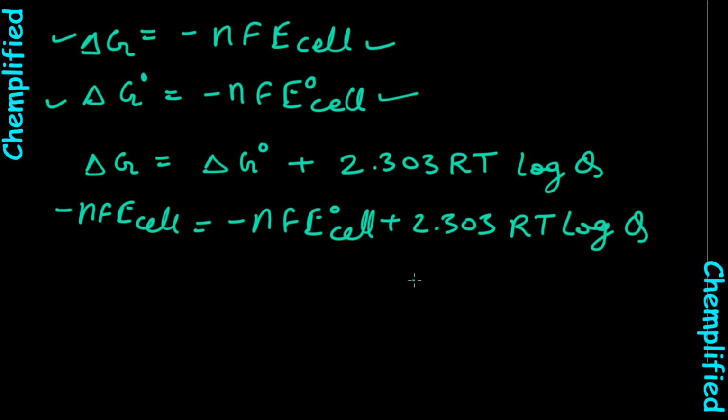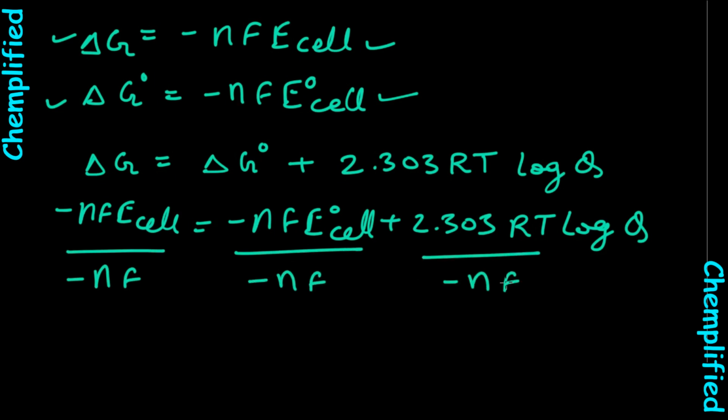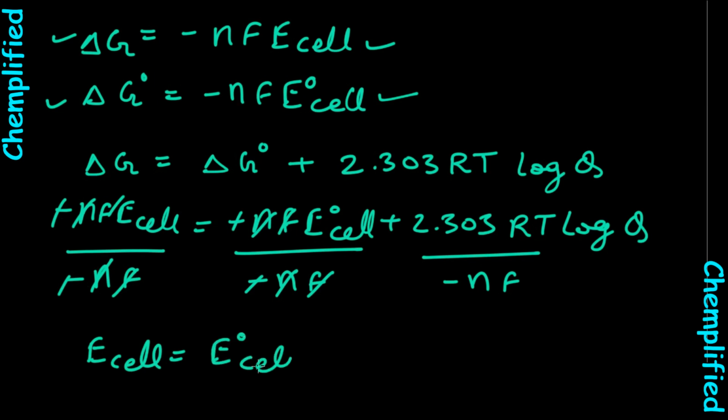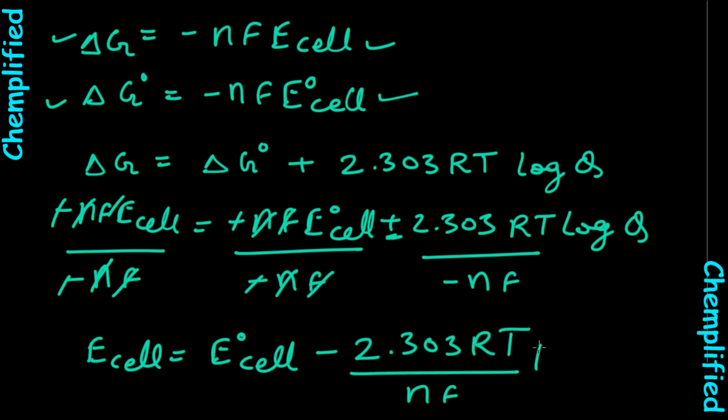Now divide the whole equation by minus nF. I repeat, divide the whole equation by minus nF. nF will be cancelled, negative sign will be cancelled, and you will get the equation as E cell is equal to E naught cell. In this case, negative sign will take the position of positive charge, and you can write minus 2.303 RT by nF log Q. Q is your reaction quotient.